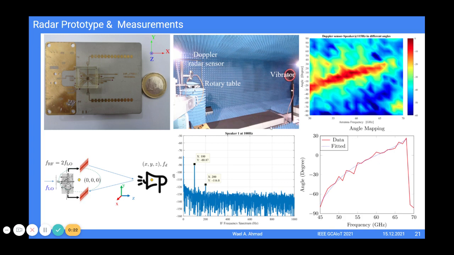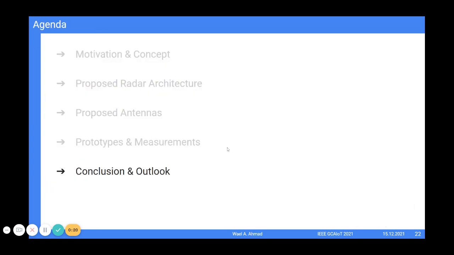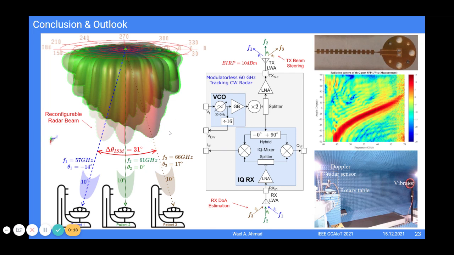To conclude, we propose to use a leaky wave antenna to scan the beam to detect multiple targets using a single channel, and this single channel would save a lot of area and power consumption. We prototyped one leaky wave antenna, and we built this radar experiment.